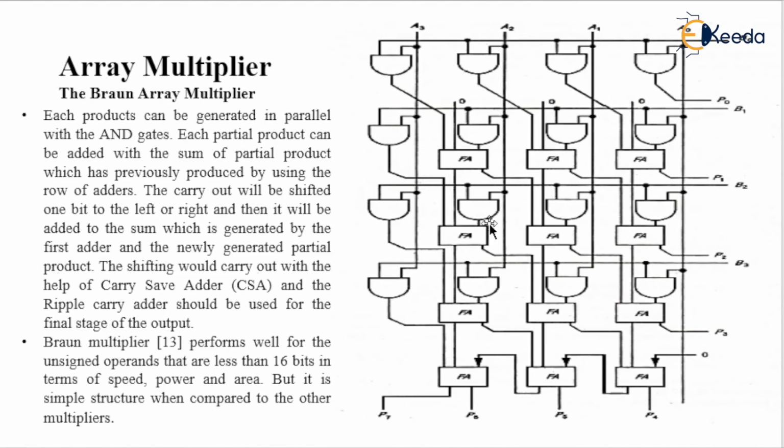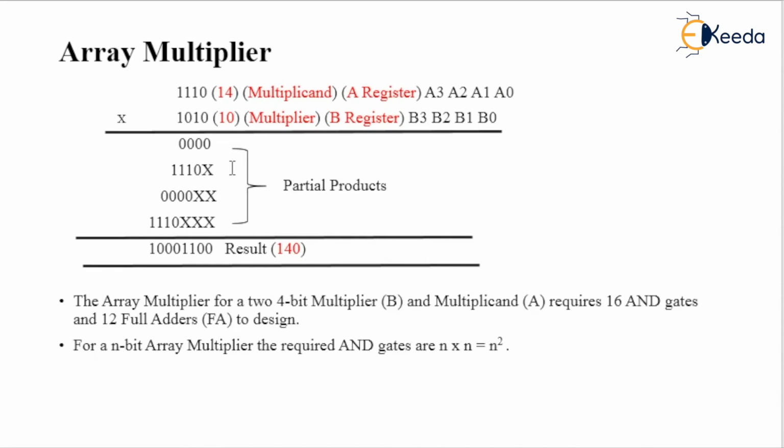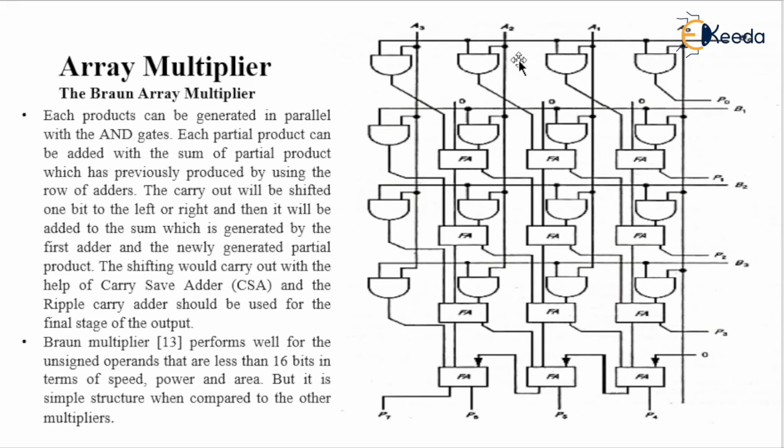First, second, third, and fourth. These 4 AND arrays, and each AND array has 4 AND gates, total 16 AND gates. So array 1, array 2, array 3, array 4, and each AND array is providing individual partial products. So let us take an example.